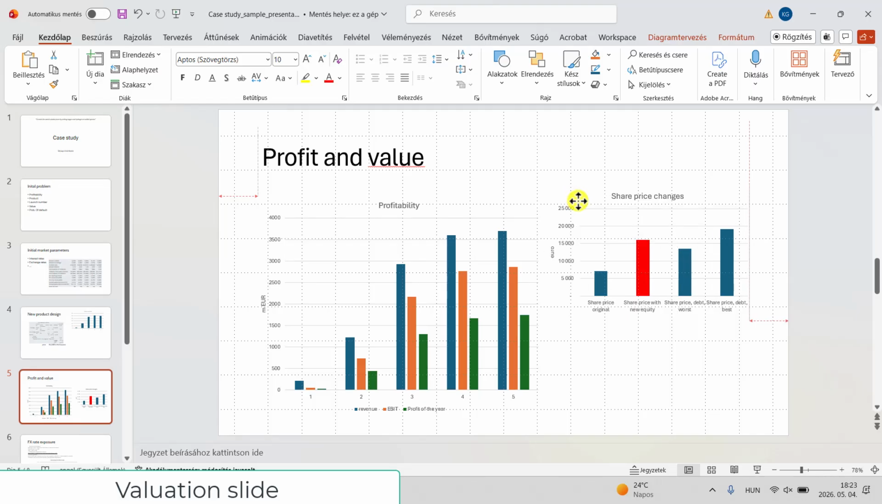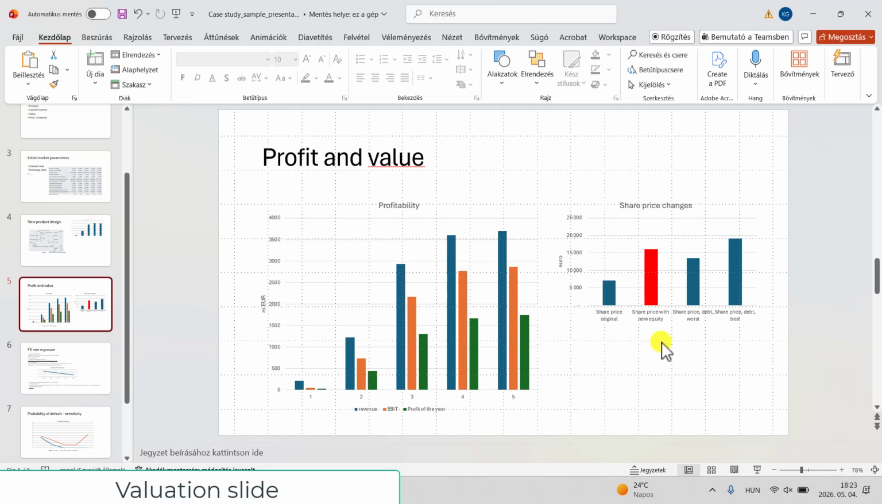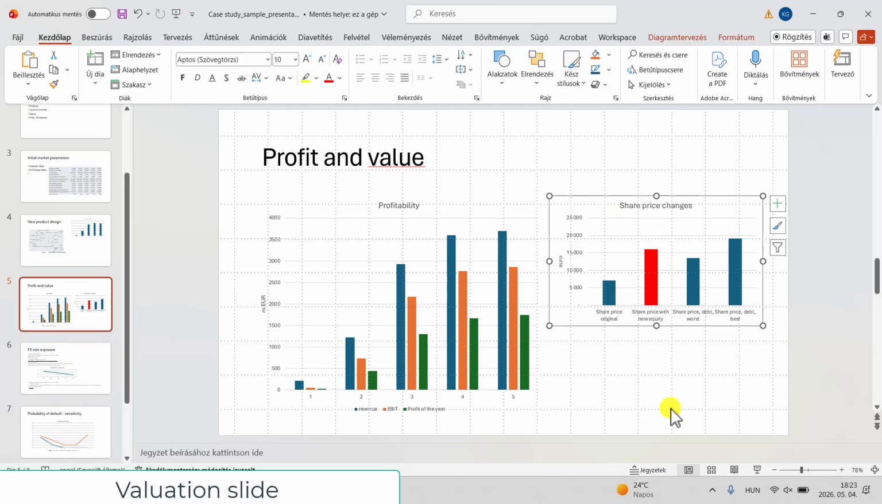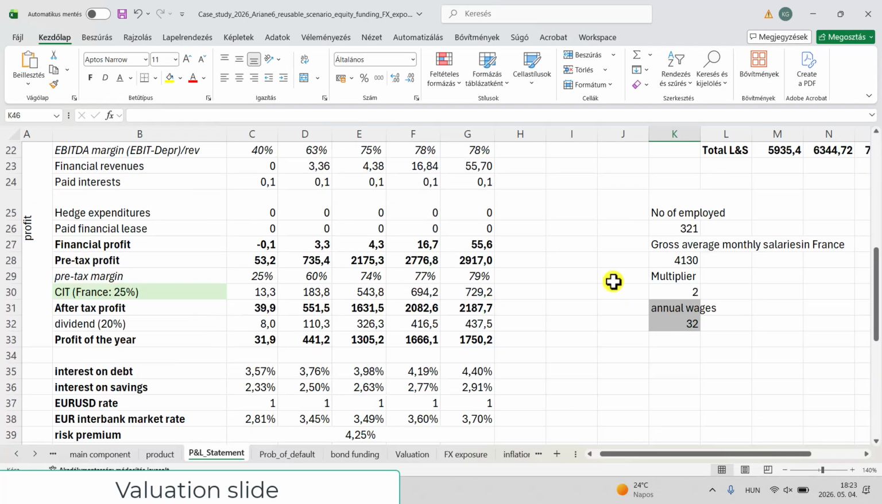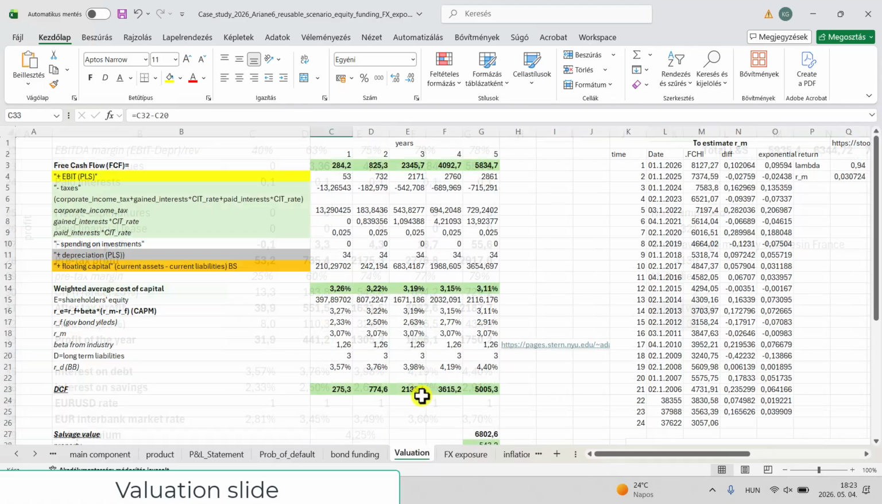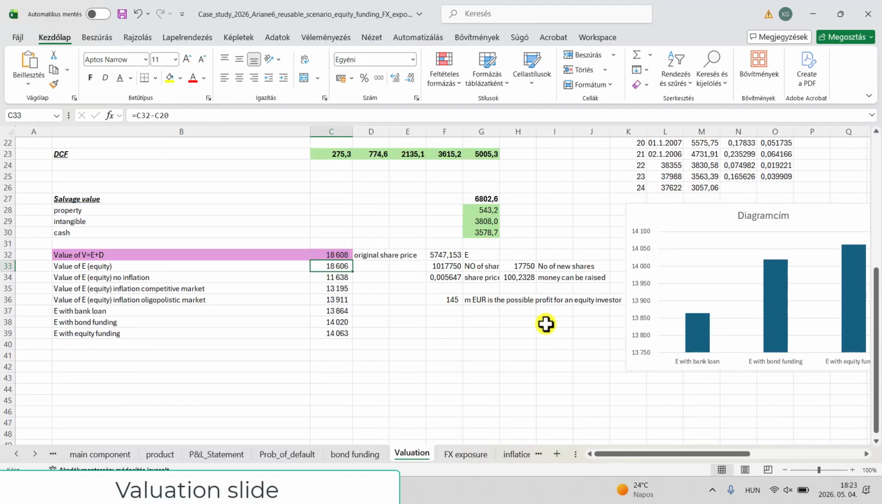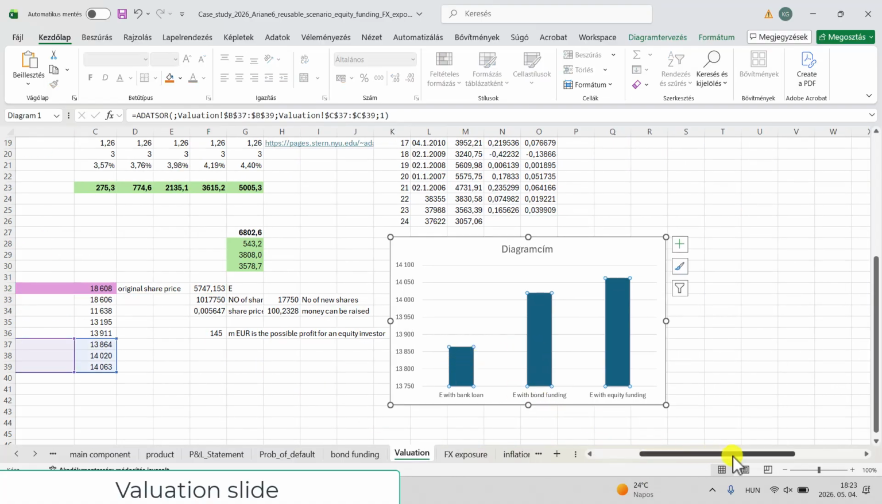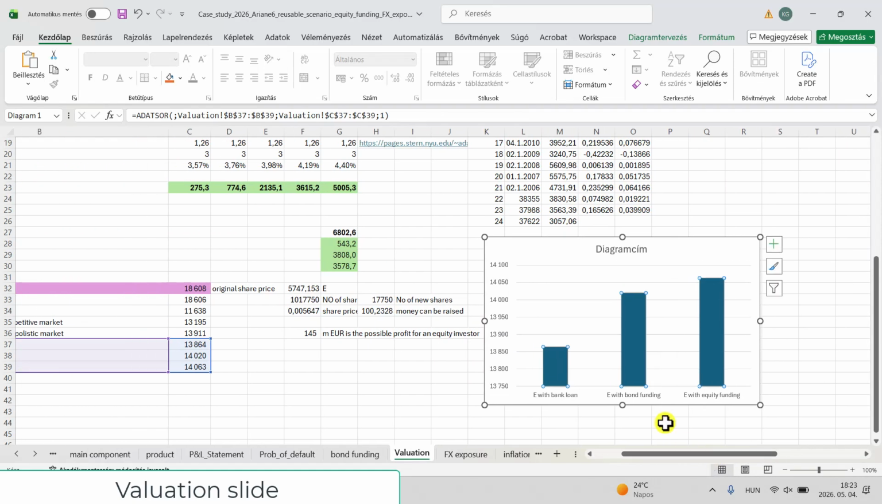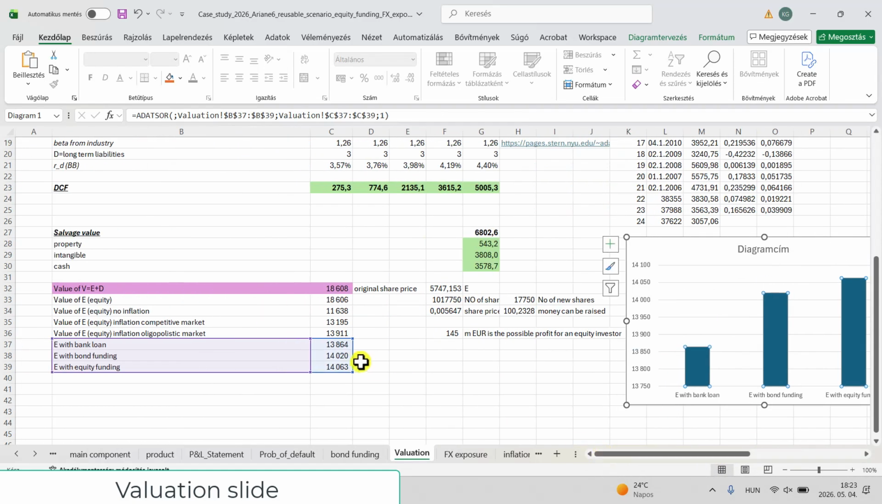Then share price changes. In this case we have to collect what happens if we are applying different funding techniques and exchange rates and so on. So let's go through everything. Right now we have this equity funding thingy, so let's check valuation. That was the original share price. This is not changing. But we still have to check what happens with bond funding and lease.